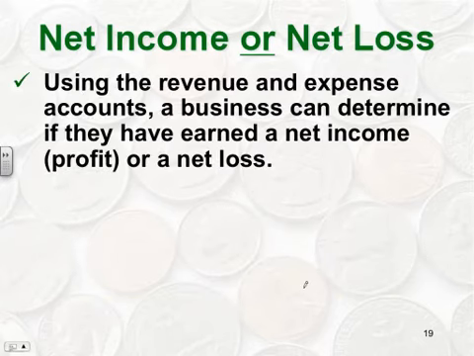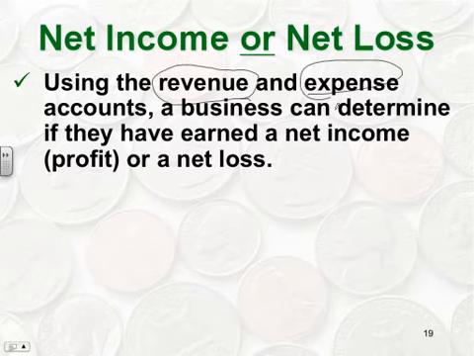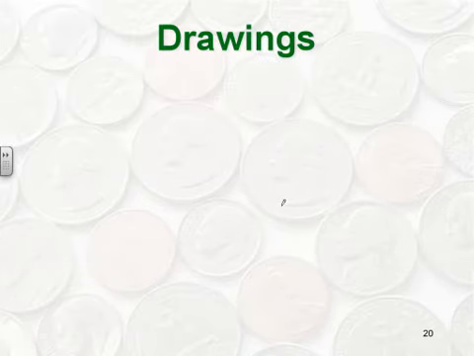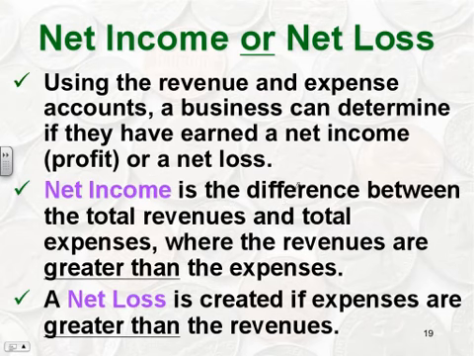Okay, what is net income or net loss? Using the revenue and expense accounts, so just two of these owner's equity accounts. We don't use drawings and we don't use capital. Okay, just revenue and expense. Using those two, we can determine if they've earned a net income or a net loss. So basically, there's a little formula here for you. Net income is the difference between the revenue. So difference means subtract. So we're going to go revenue minus expense equals net income.